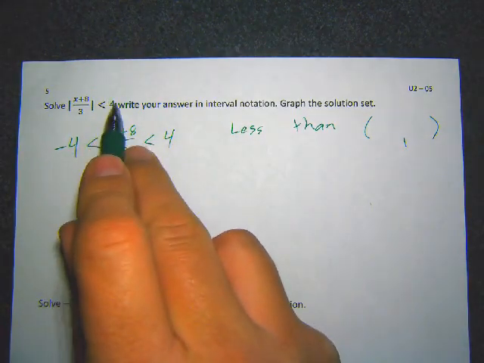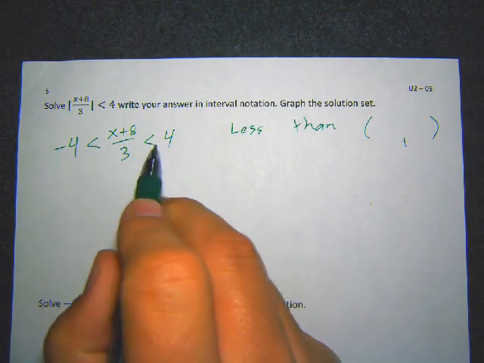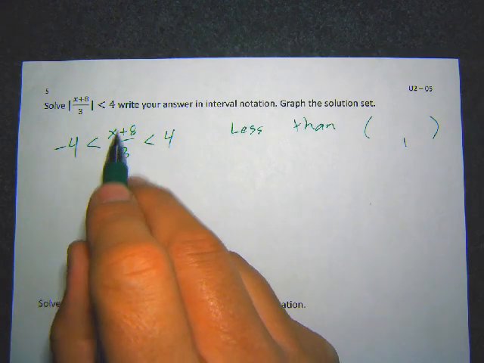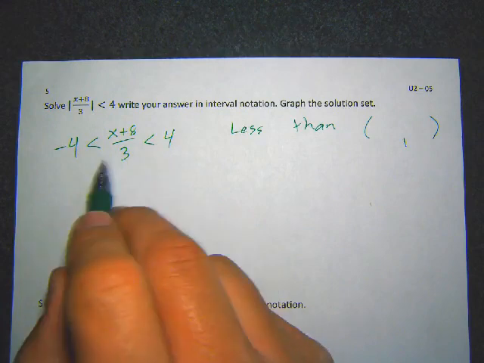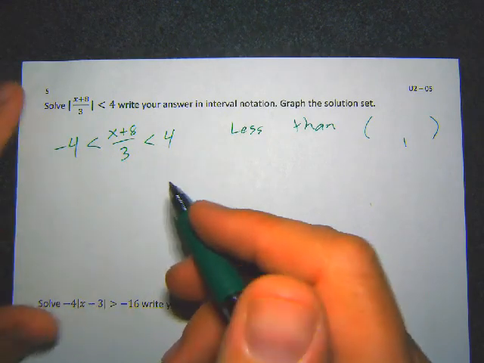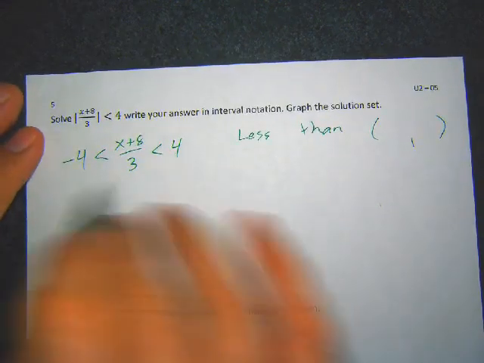So we're looking at the number and doing both the positive and the negative, and saying that this x minus 3 over 8, the expression has to be between those two values, between 4 and negative 4. Okay, now we got our compound inequality. Now we can solve it.